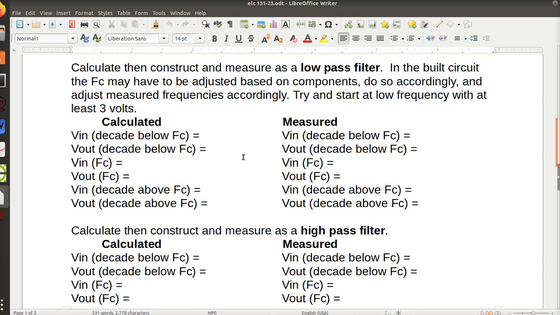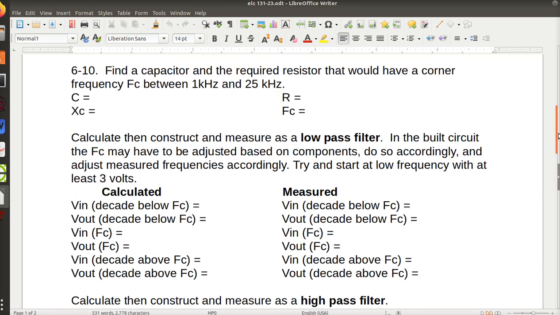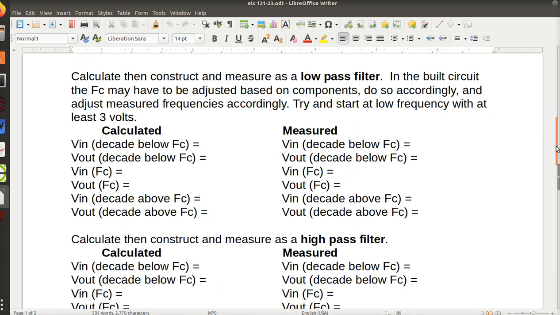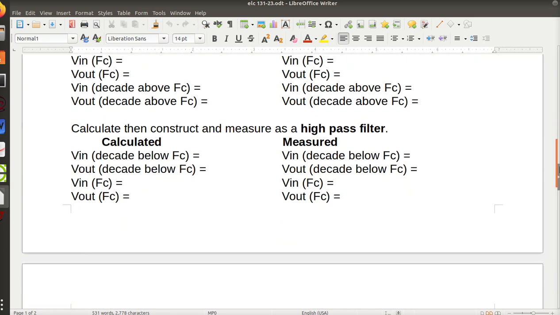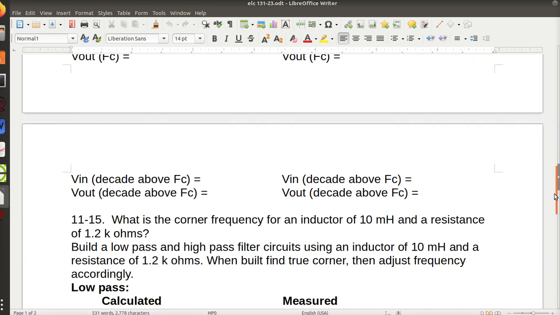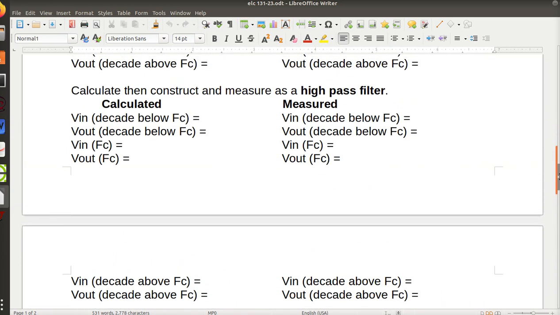And so if we can build these circuits, that'd be great. If we can build your circuit, that'd be great. We're somewhat limited on parts, but you can certainly do it in terms of what I'm about to show you. So we're going to do high pass and low pass. And we're going to do it with a resistor and a capacitor.